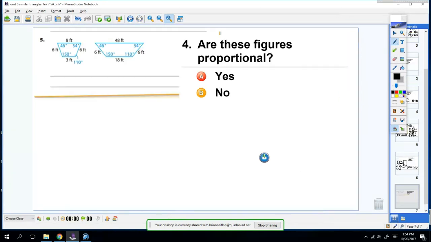All right. Last one, number 5. So first thing I'm going to do is check if the angles are the same. So these angles are the same. All these angles equal each other. So I am not worried about that. So now let's see if the sides are proportional. So I'm going to look at the 8. The 8 goes to the 48. And then we can have 6 goes to 6.